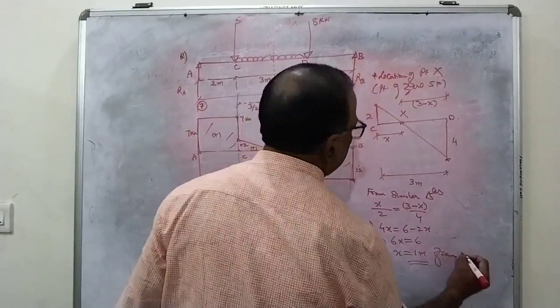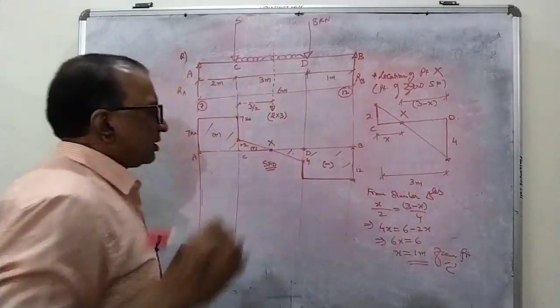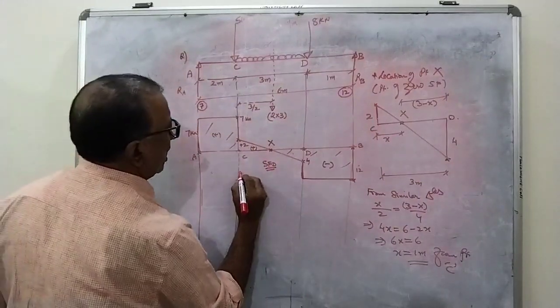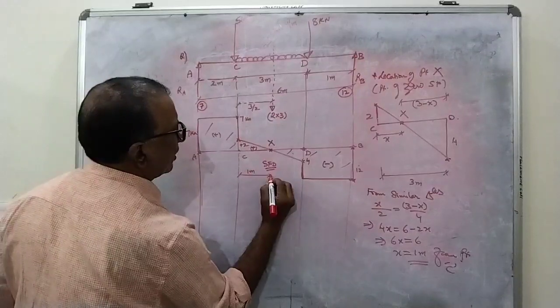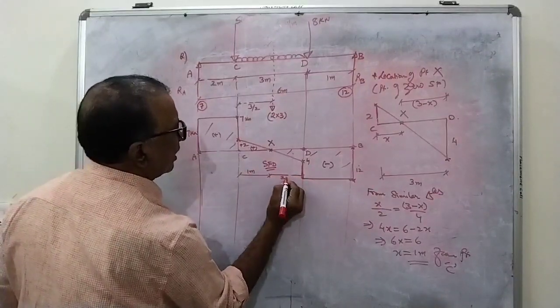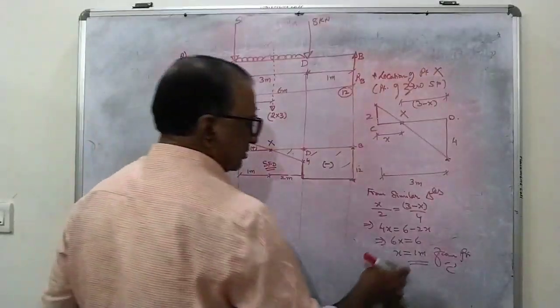From point C, where is the point of zero shear force coming? You are getting the point of zero shear force at 1 meter from the left end, and automatically from the right end it is 2 meters. This is the point X location.